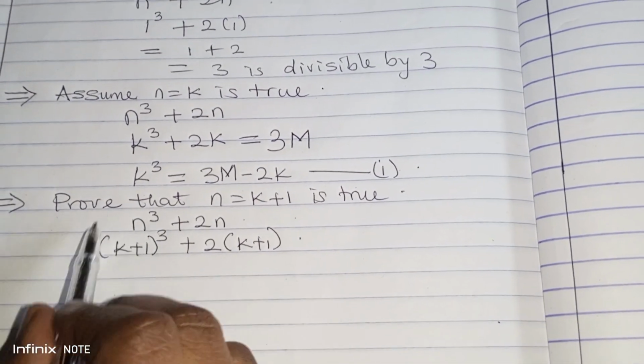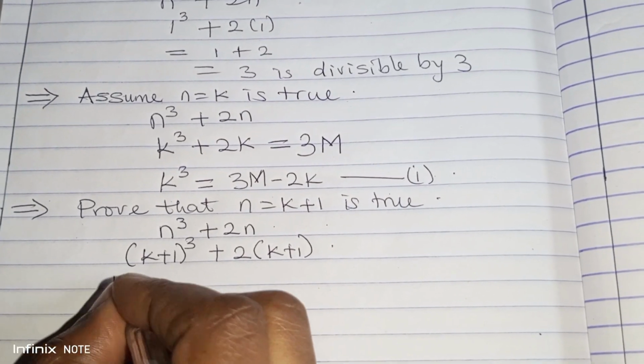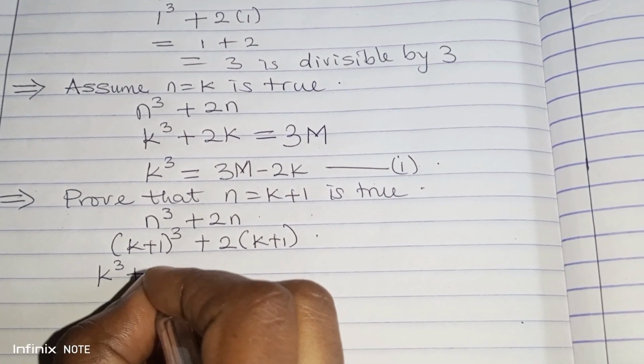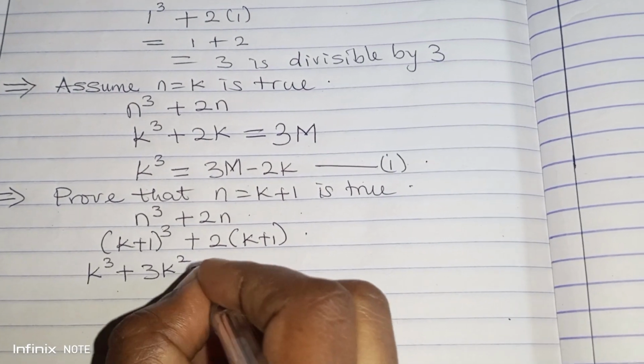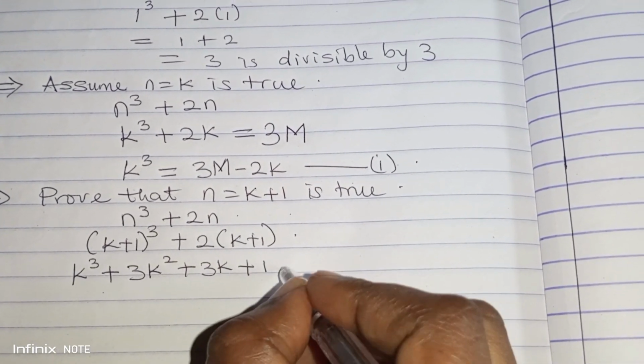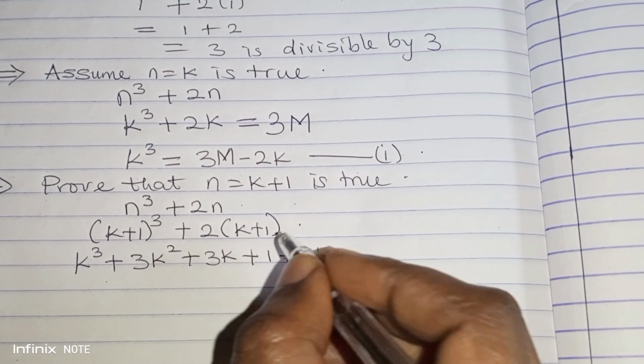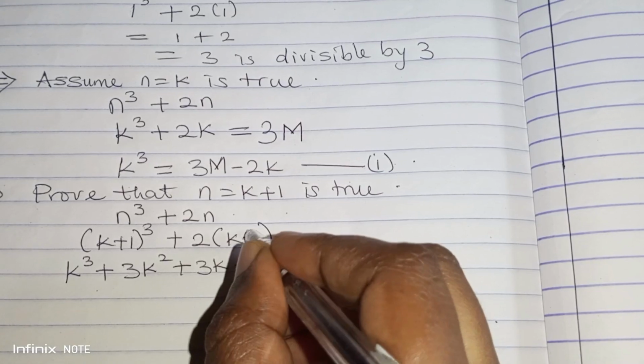So let's simplify k plus 1 cubed. That will be k cubed plus 3k squared plus 3k plus 1. Then simplify this. I have 2 multiplied by k, 2k, plus 2 multiplied by plus 1. That is plus 2.